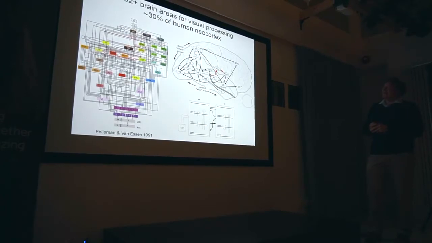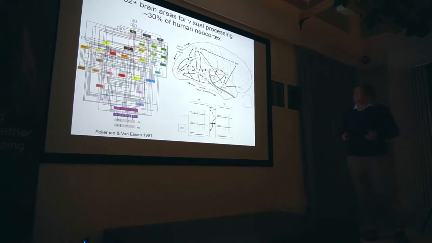is there are 32 plus areas in primate visual cortex. Again, there's a lot of boxes and lines, but I would argue that the processing is quite different. Each of these areas has local recurrence and microcircuits within them, and the areas amongst themselves have a lot of recurrence.